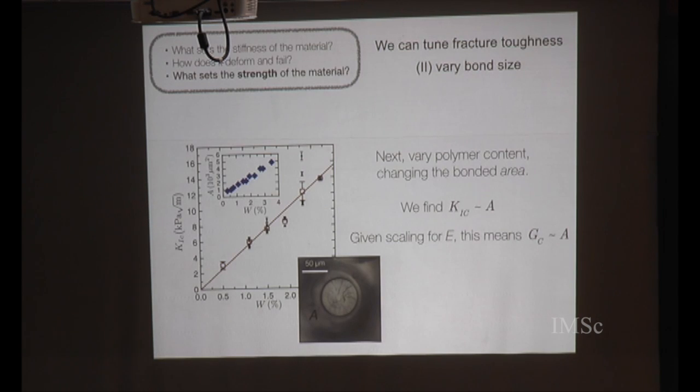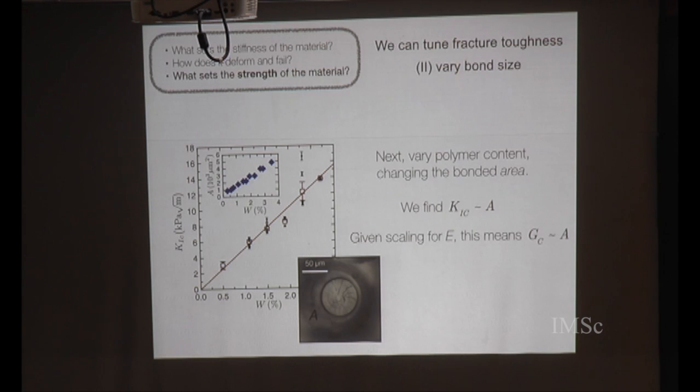We can change the polymer content again. Remember, this changes the area of the bridges that form. And again, we can look at the fracture toughness. We find the fracture toughness scales with the area. Because the elasticity of the material also scales with the area, this says that the fracture energy, the amount of work it takes to break an area of the surface, an interfacial area, depends with the area of the bonds on that surface.